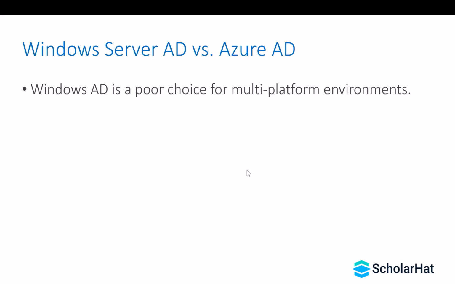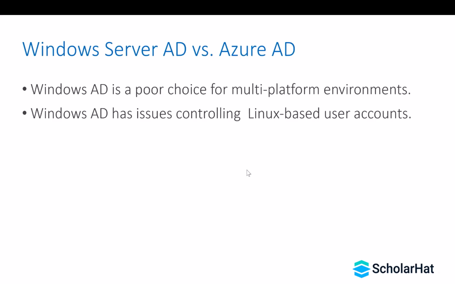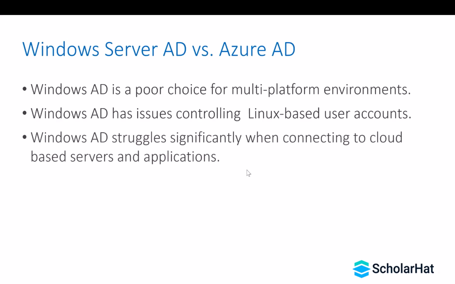It means if you are going to manage an application for Linux Active Directory and Windows Active Directory, it is not possible to manage with the help of Windows AD, because the cloud-based things are not managed here. So Windows Server AD has an issue controlling Linux-based accounts, but in Azure AD we don't have such an issue. Windows Server AD struggles a lot when connecting to cloud-based servers and applications. It doesn't mean Windows Server AD cannot be used with cloud-based applications. You can use it, but it's not as straightforward. You need to struggle a lot.